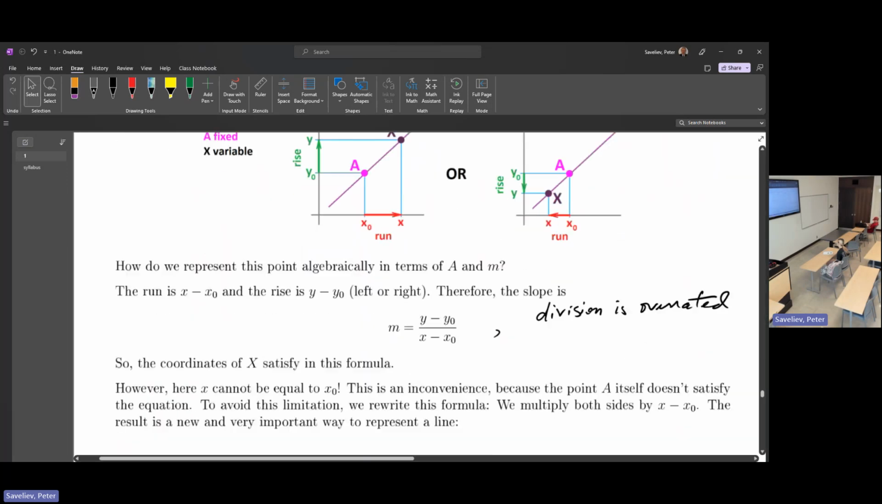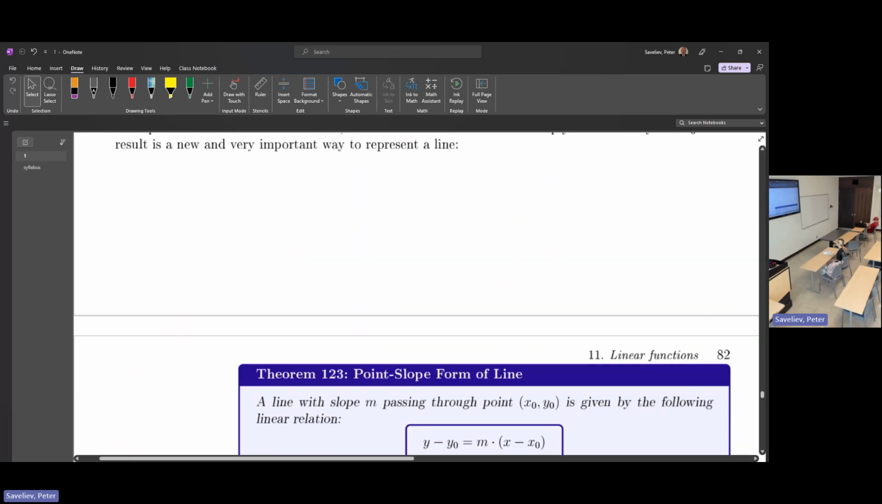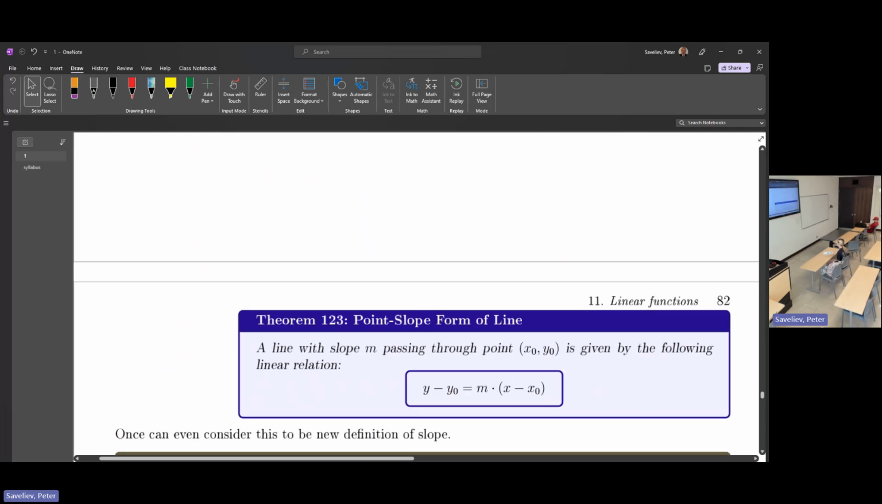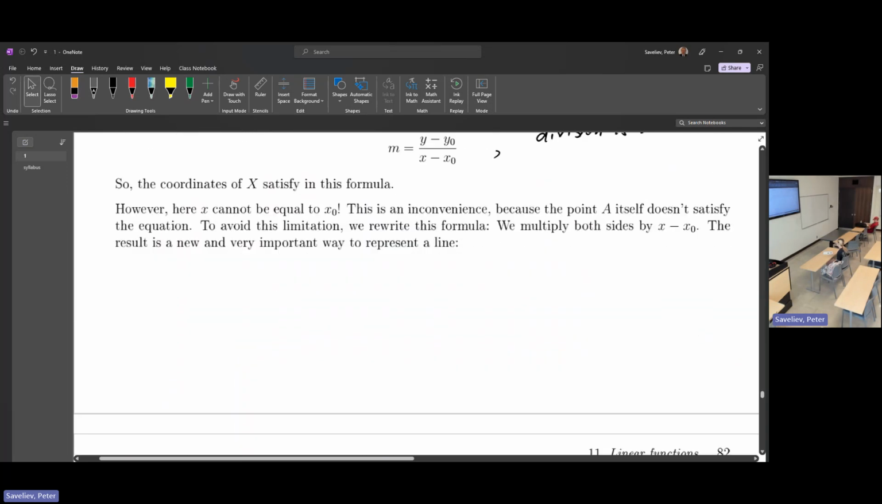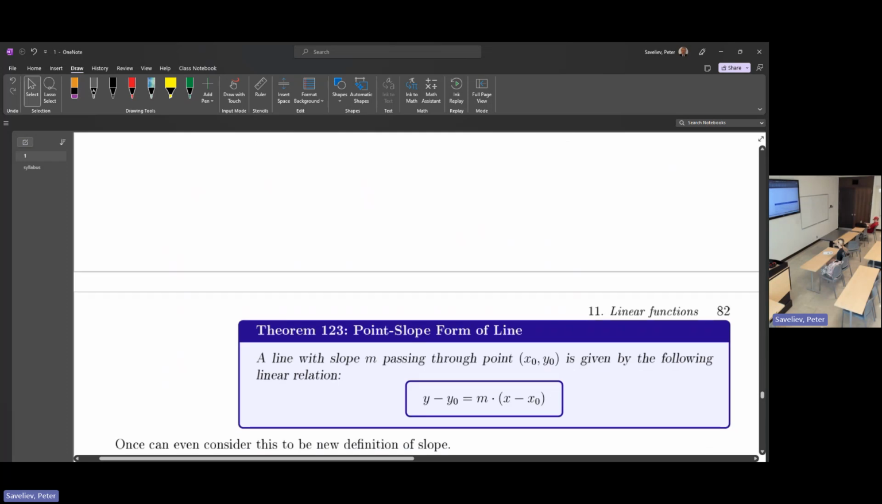So let's avoid division and let's instead just multiply it out. So this is what we do. Look at these two equations. It's the same thing. Only I brought the denominator up to the other side, and so as you can see, there's no division.